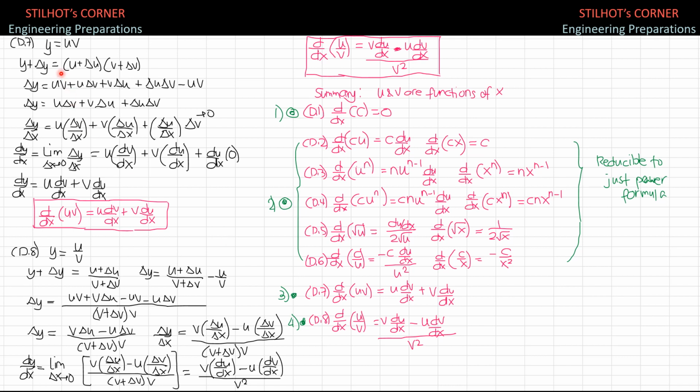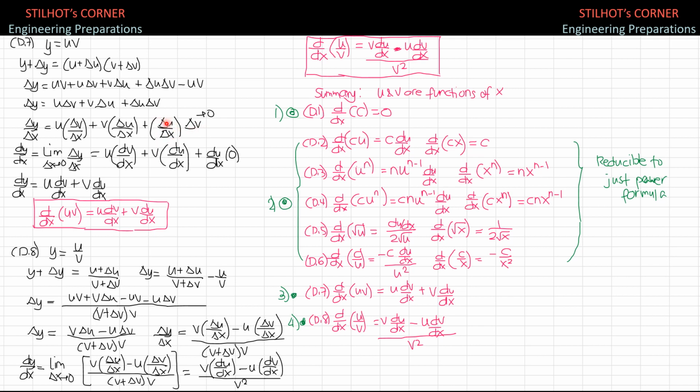Then D7, y equals uv, so y plus delta y equals quantity u plus delta u times quantity v plus delta v. Expanding: uv plus u delta v plus v delta u, then plus delta u times delta v. Then minus y, which is uv. We can cancel uv. So delta y equals u delta v plus v delta u plus delta u delta v. Divide everything by delta x, so delta y over delta x equals u times delta v over delta x plus v delta u over delta x, then plus delta u over delta x times delta v.